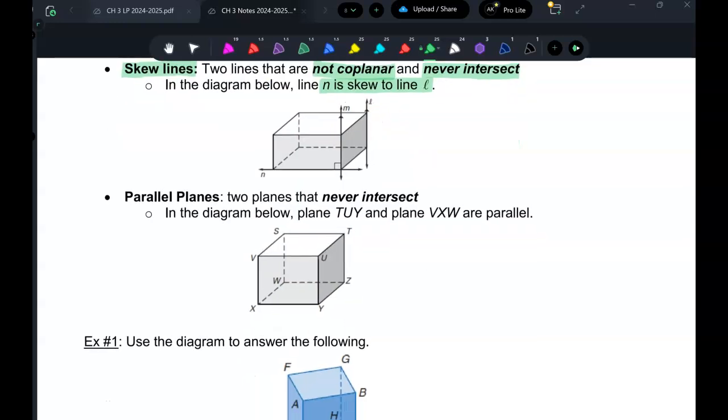Okay, parallel planes, just what you would imagine. What's an example of parallel planes in this classroom? The ceiling and the floor, the front wall, the back wall, the two side walls. They're never going to intersect. And remember, how do we name a plane? We use three non-collinear points. Just a quick reminder, when we name a plane, we always use three non-collinear points.